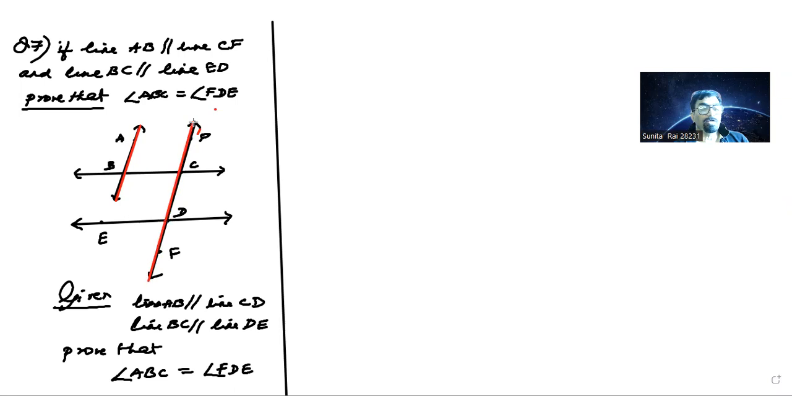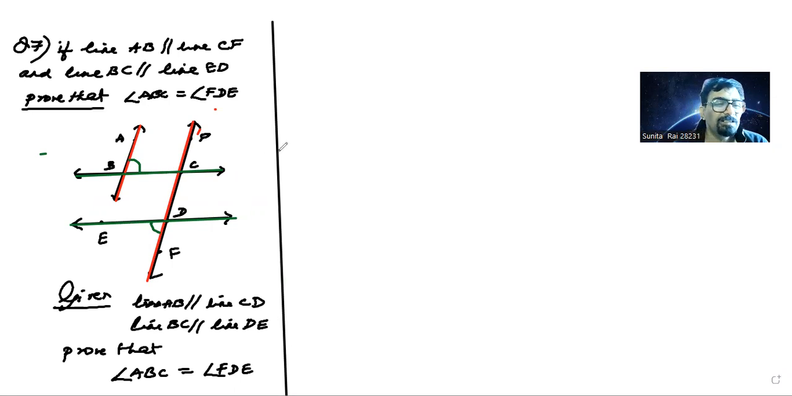You can see these two red lines are parallel. Okay, they're giving these two red lines are parallel. You're also saying line BC parallel line ED. Can you see this line BC, children? Here is line BC. Can you see the green line? Can you see this EF, children? The green lines are also parallel. And what do you want to prove, children? You want to prove this angle ABC and angle FDE. Can you see this FDE? These two angles equal. You have to prove.